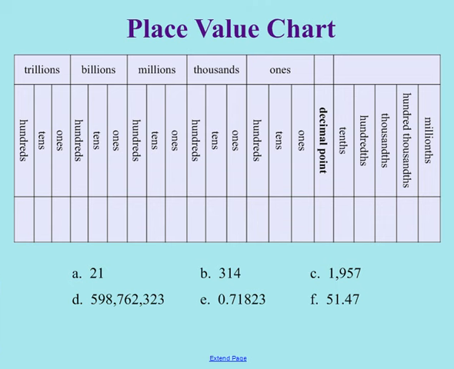Now we get into a big number. 598,762,323. So when using the place value chart, we're going to go to the millions column, and you can see it's broken into hundreds, tens, and ones. Well, 598 million, that means the 5 needs to go in the hundreds column of the millions column. So now you can see the place value of each of those digits.